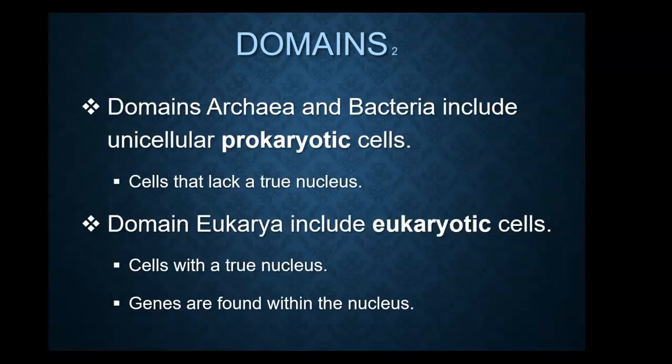The domains archaea and bacteria, we know that these include the unicellular prokaryotic cells. So these are cells that lack a true nucleus. In other words, the word prokaryotic is letting us know that the nuclear material, meaning the DNA, is not housed within a membrane. So we want to know that the word prokaryotic means that it lacks a nuclear membrane.